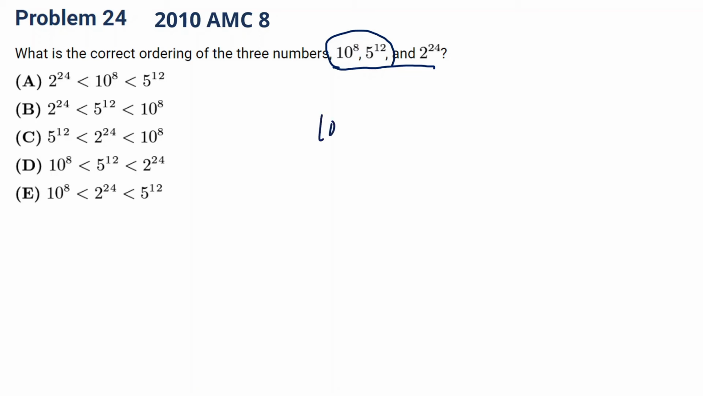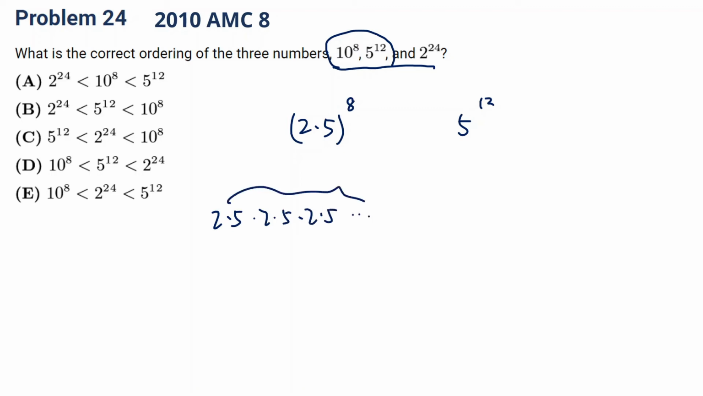So let's first compare 10 power of 8 to 5 power of 12. I think we need to change 10 into 2 times 5. 2 times 5 power of 8, if you expand it, is 2 times 5, 2 times 5, 2 times 5, 8 times. That will equal 2 power of 8 times 5 power of 8.